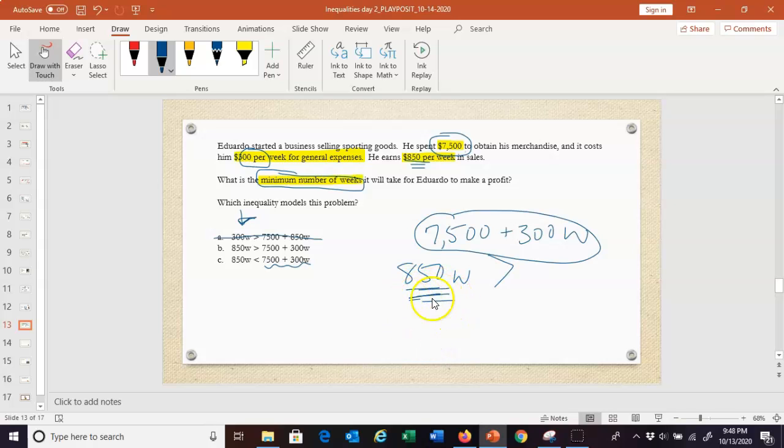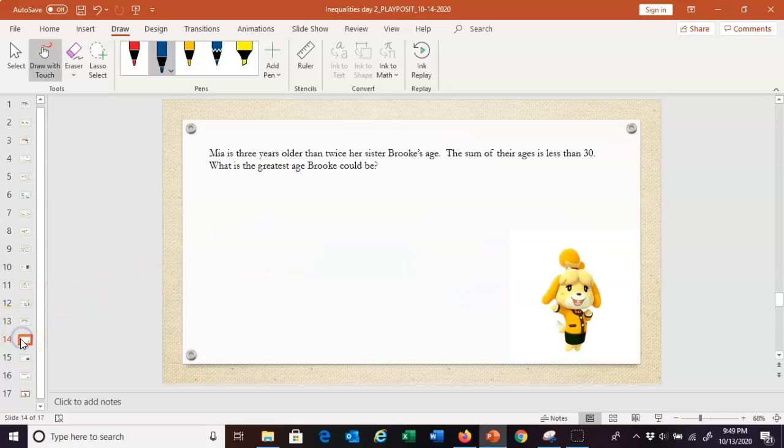So we want what he's making to be more than, and that is B, with the greater than symbol there. So this one didn't involve much math in the sense we didn't do any computation. It was more logic there, and knowing what each part of the equation represents, or each part of the inequality.